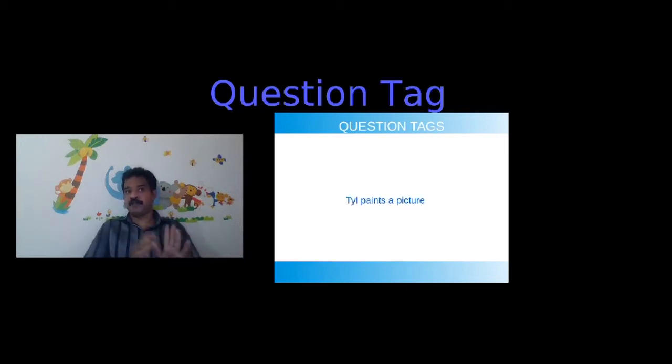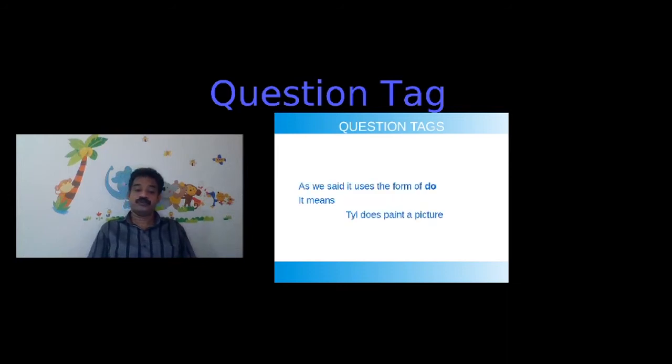Till paints a picture. As we said, it uses the form of do. It means Till does paint a picture, because it is using the form of do. But we see that paints has become paint and do has become does. So Till does paint a picture. So we have got now a primary verb here. Which is the primary verb? Does.